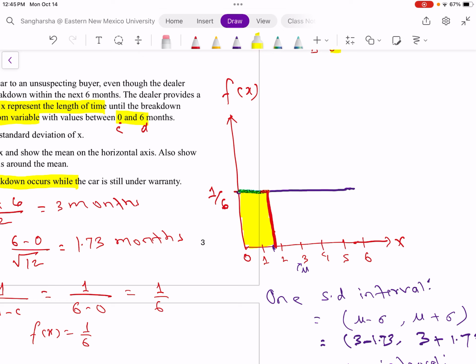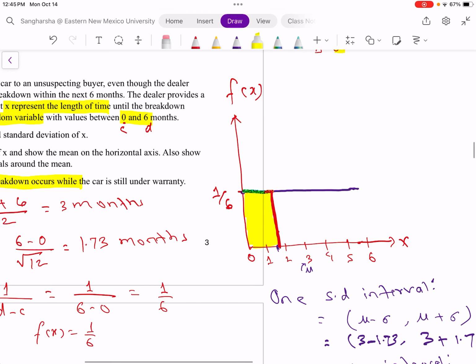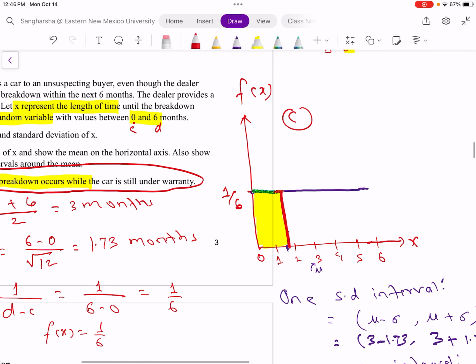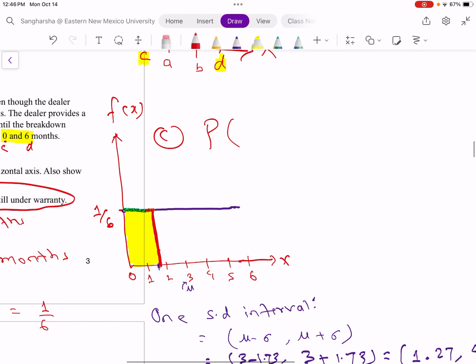Now, what is the shape of this shaded region? Rectangle, right? And we know how to find the area of a rectangle. So for part C, how do we write this probability in notation? The probability that x is greater than 0 and less than 1.5. And this is the area of this rectangle. How do we find the area of a rectangle?